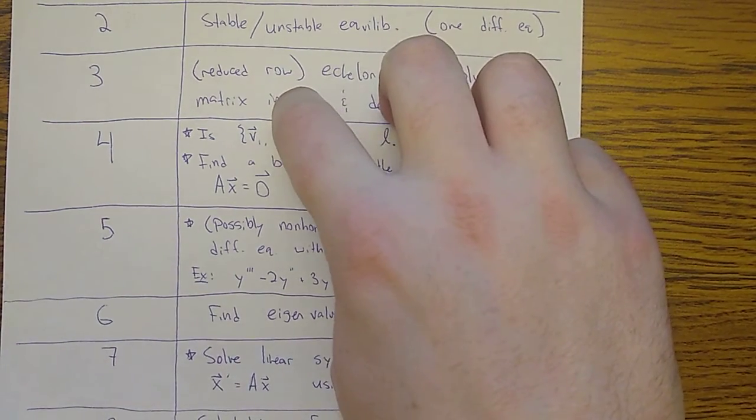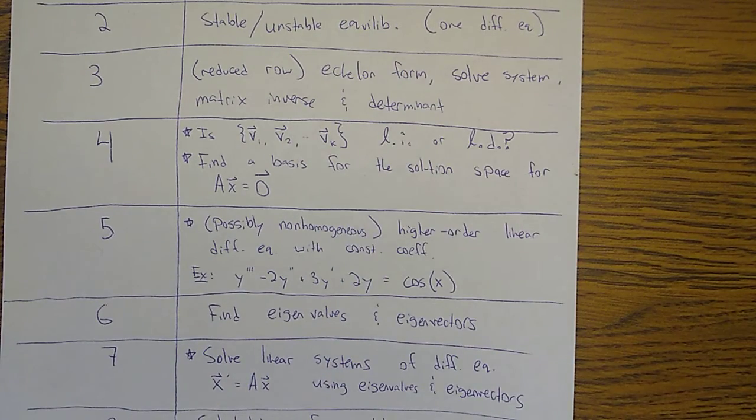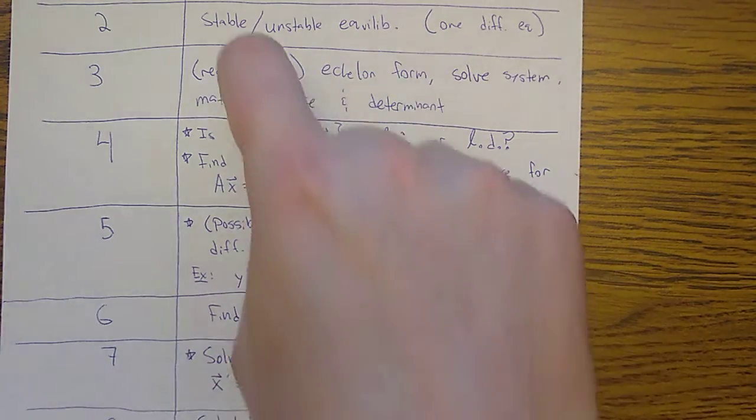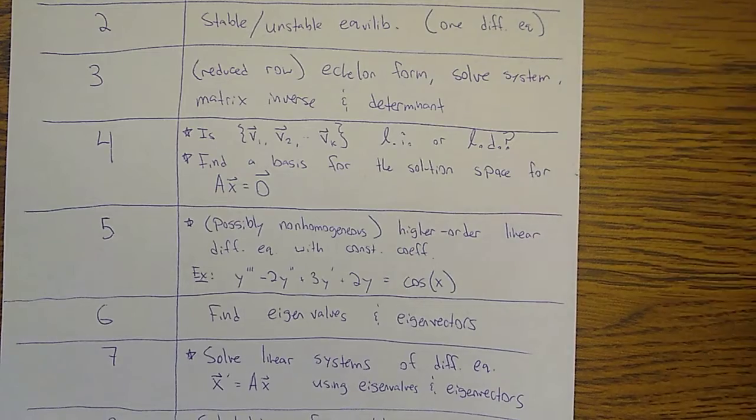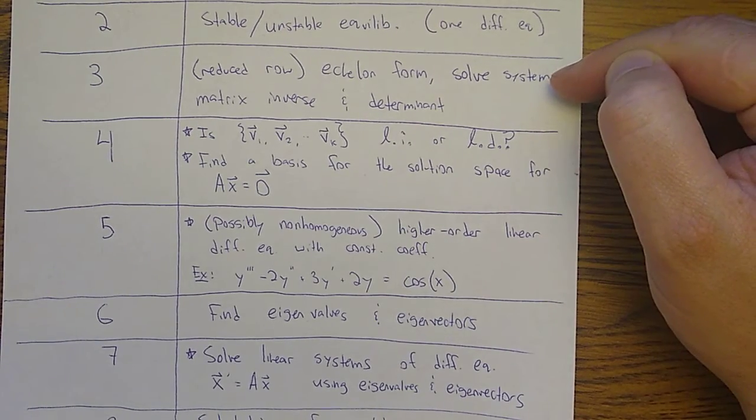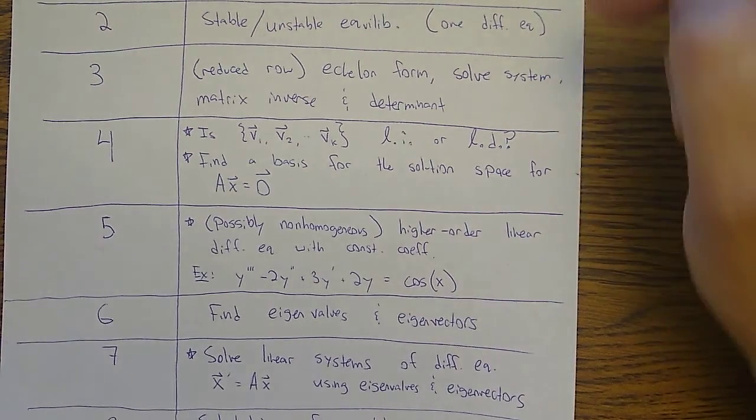So inverses and determinants are important. Those are their own skill, and you should definitely know how to use those. This other stuff is also important, but it's also skills that we've been using in other things. So I'll get to that a bit later.